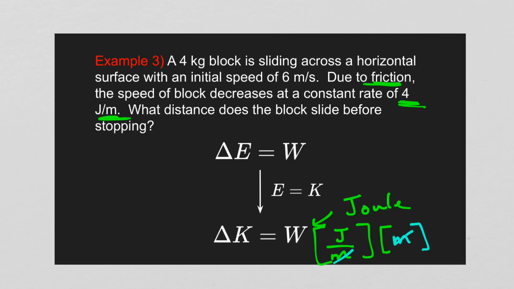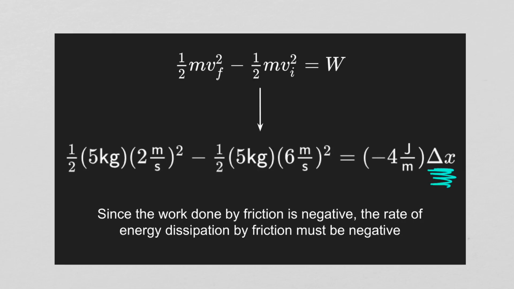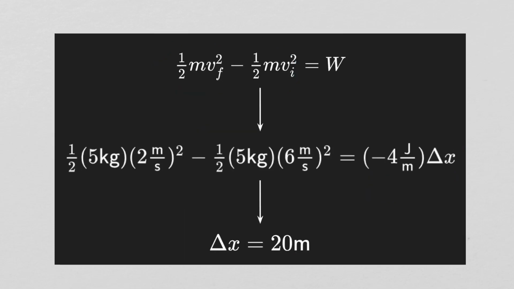So work here is going to be some rate times delta x. This part over here is just your standard kinetic energy. We've seen that before. But here's the rate. This is the rate per meter, and then this is in meters. So our units work out nicely. Notice this rate is negative because friction always does negative work. And then when we plug in, we get delta x is equal to 20 meters. So it takes 20 meters for this block to slow down due to friction.